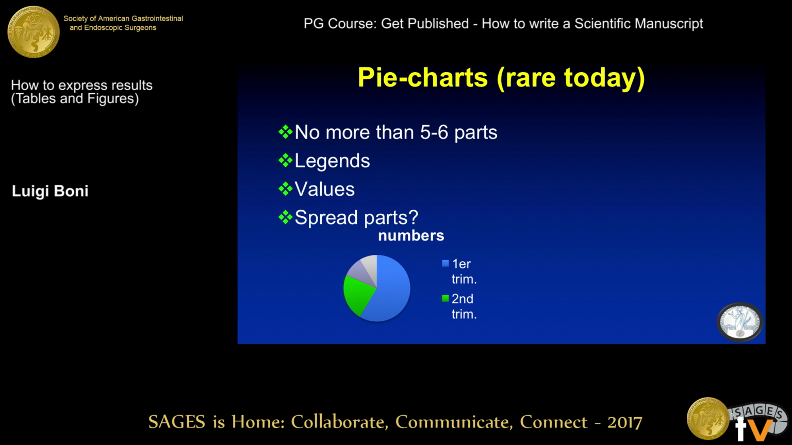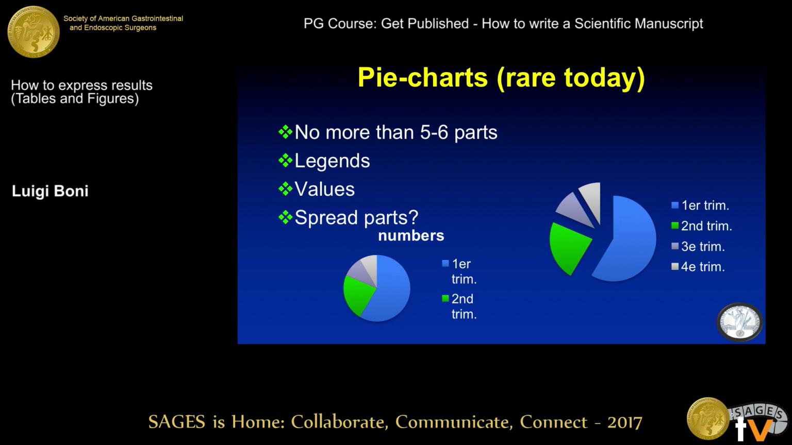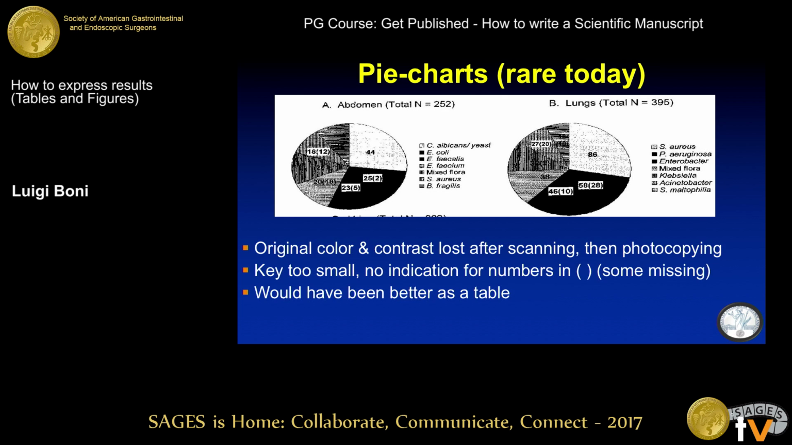And pie charts are very rarely used today. They should be used when you have 5 to 6 parts. If you have too many parts, it would be very difficult to understand and very difficult to put the legend. It's better if you create pies that are spread apart. That will give a better visual explanation to the reader.